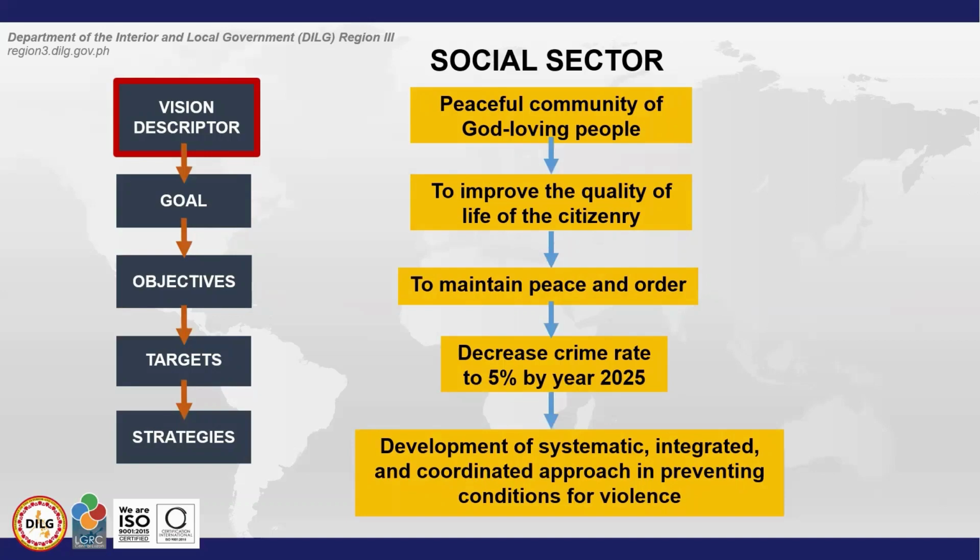Usually, the social sector identifies one goal for each subsector, one for health, one for education subsector, one for social welfare, and so on. If that is the case, then the vision descriptor pertains to the whole social sector, while the goals deal with each subsector. In addition, the vision descriptor states the what, while the goal states the how, but in general terms. The objectives also state the how, but broken down into more detailed action plan.